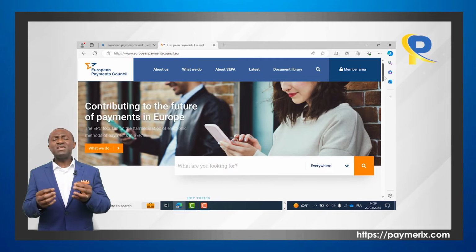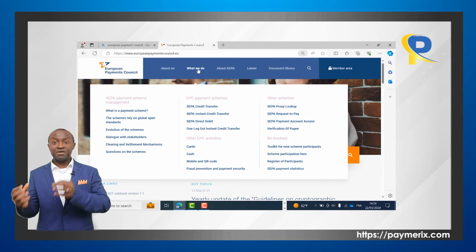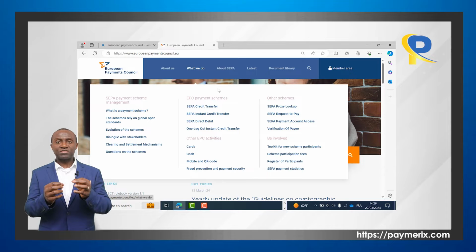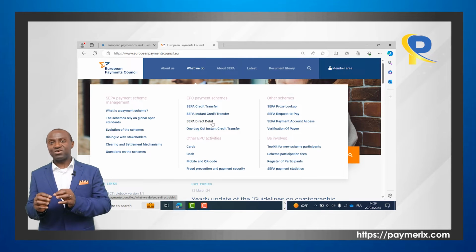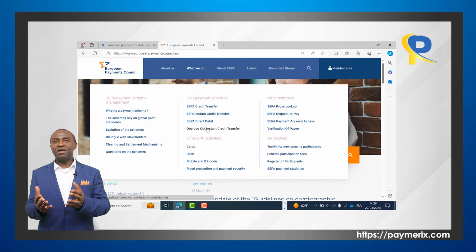As a next step, we need to understand why the EPC classifies SEPA schemes into two categories. What are the differences between these two categories? Well, the first category is about schemes related to payment instruments for credit transfers and direct debits in euro. Remember that payment instruments are used to transfer funds. They are tools to move money. EPC payment schemes are therefore the SEPA credit transfer, the SEPA instant credit transfer, the SEPA direct debit core and B2B, and the one leg out instant credit transfer.